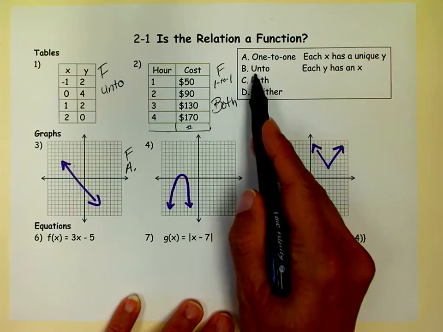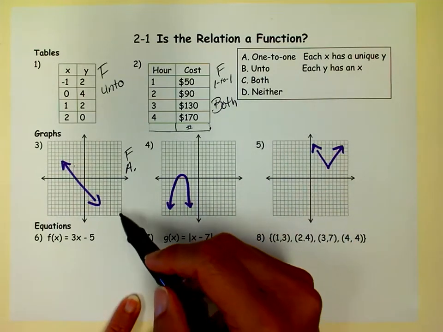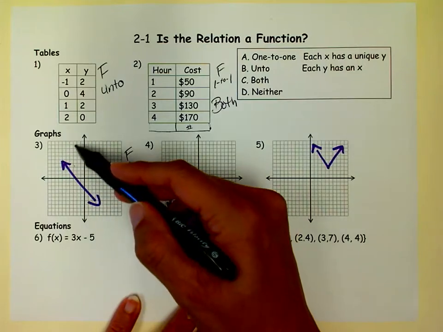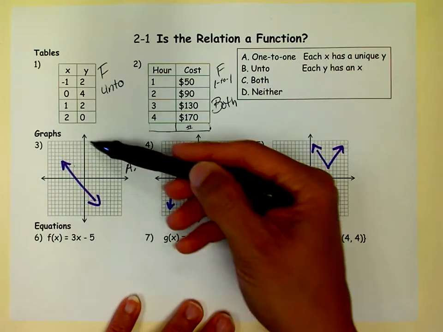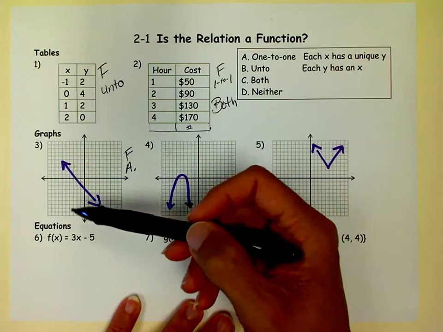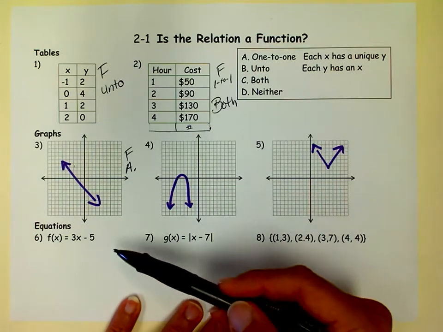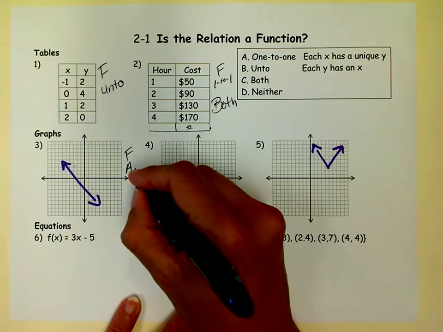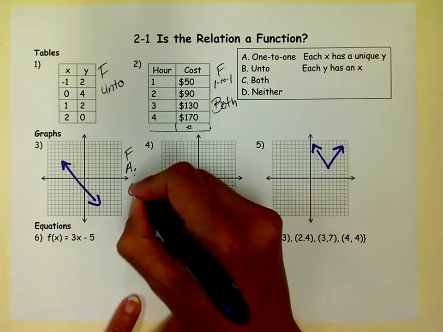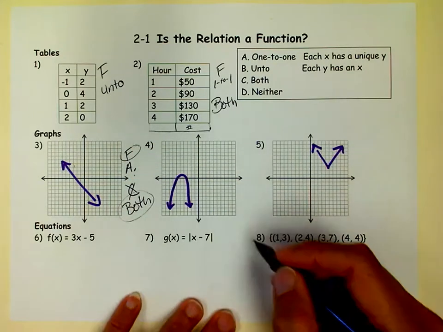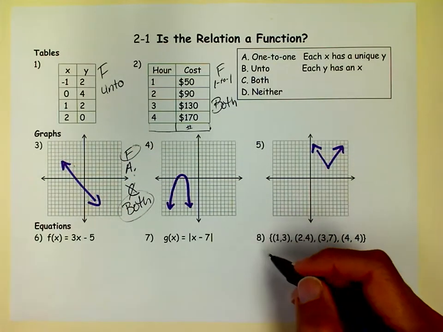So for an onto function, I have to make sure that every single y has an x. And since there's an arrow going down and an arrow going up, I know that no matter where on this graph I go, I will eventually have a y. If I go clear down here, I might have to go over a little bit, but I'm going to have a y. So this is an onto function, which means it's both. Probably should say both. So it's a function and it's both onto and one-to-one.